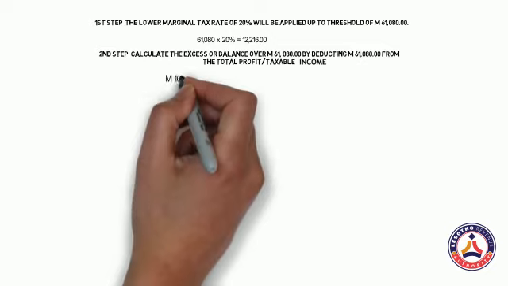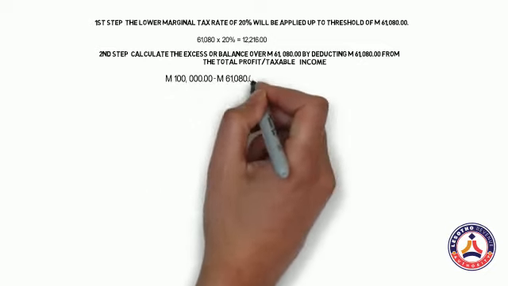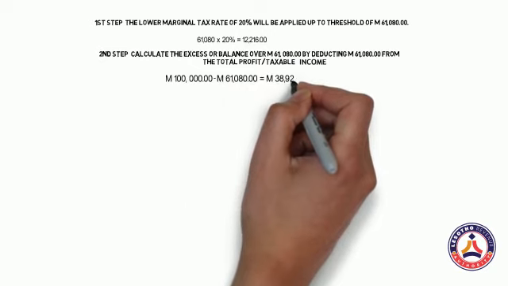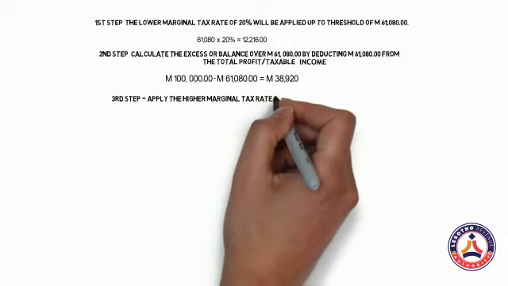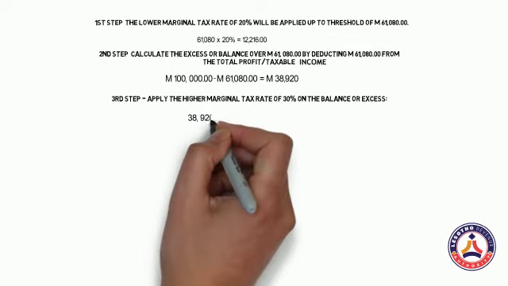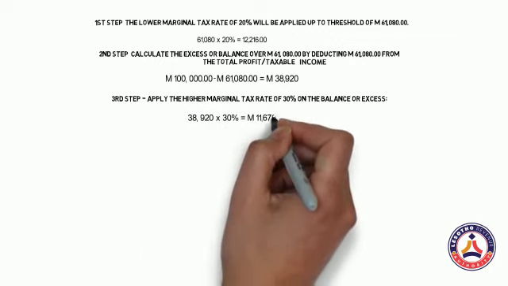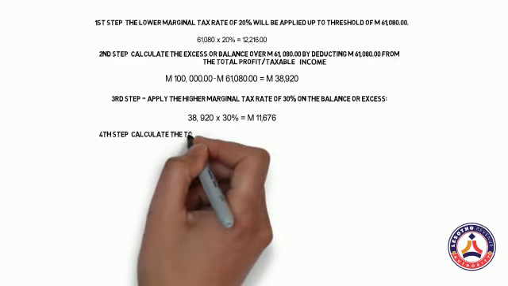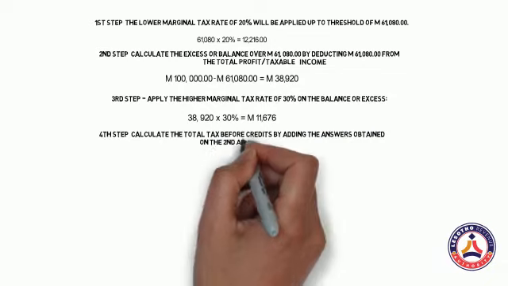Taxable income 100,000 maloti minus 61,080 maloti is 38,920 maloti. Third step, apply the higher marginal tax rate of 30% on the balance or excess. 38,920 by 30% equals 11,676 maloti. Fourth step, calculate the total tax before credits by adding the answers obtained in the first and third steps.